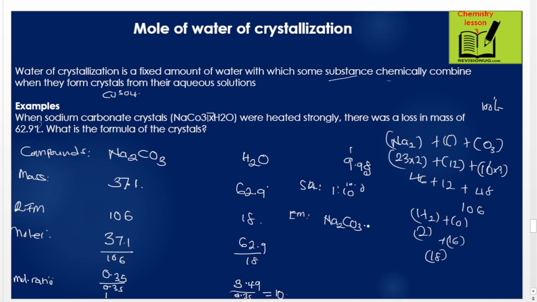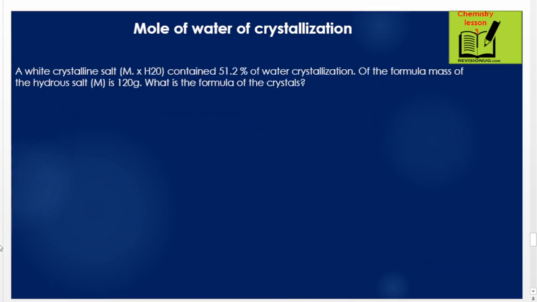Then water of crystallization, this 10 represents 10 molecules of water of crystallization. So when we are answering the question now, the value of x is equal to 10. Therefore the formula is Na2CO3.10H2O, which is sodium carbonate decahydrate, because deca is 10, hydrate means water, so this is hydrated sodium carbonate, right? Okay, now let us look at another example here.